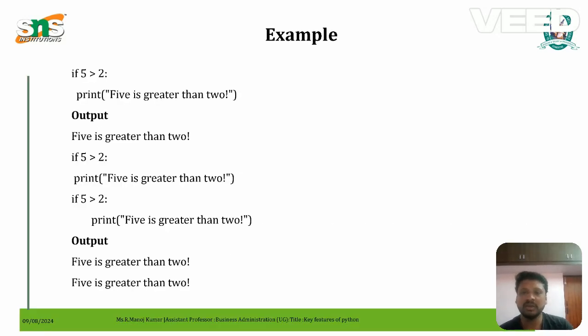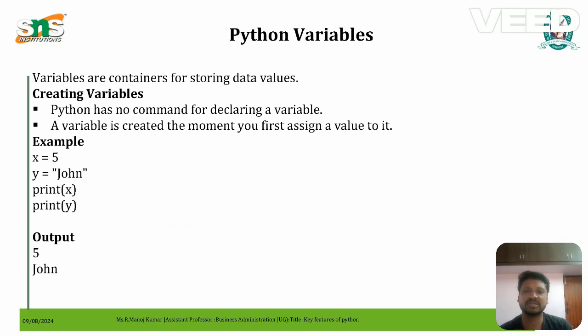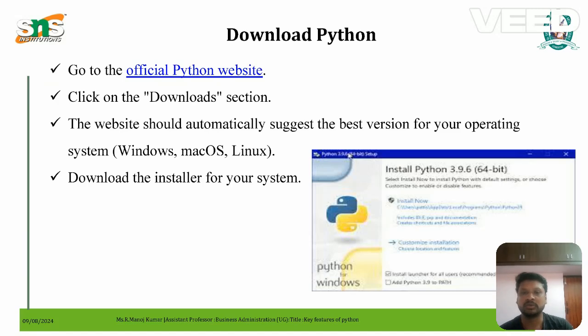Next, variables, containers for storing data values. Creating variables: Python has no command for declaring a variable. A variable is created the moment you first assign a value to it. Example: x equals 5, y equals 'John'. Print x and print y just give the output 5 and John.